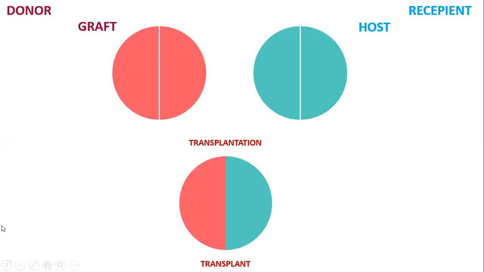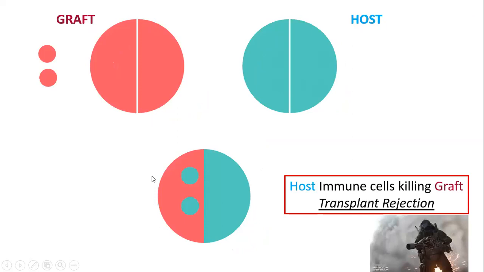Okay, coming back to our fundamental slide, the graft comes from the donor, the host receives the graft, the process of transplantation. And we looked at two types of the transplant system, where the graft is weaker. For example, the host immune system is stronger and the host immune cells are going to kill the graft. This is called transplant rejection.